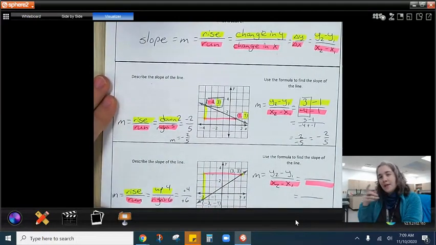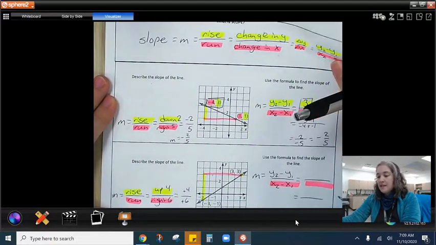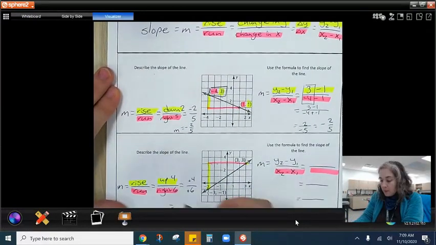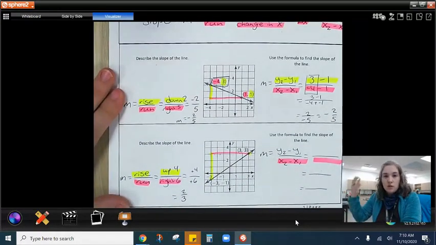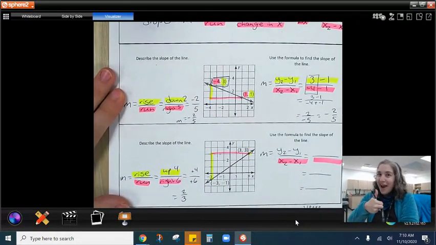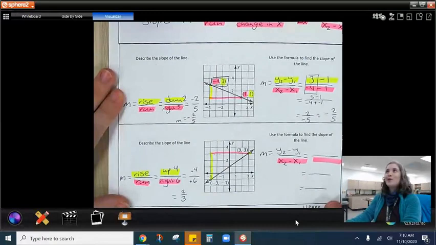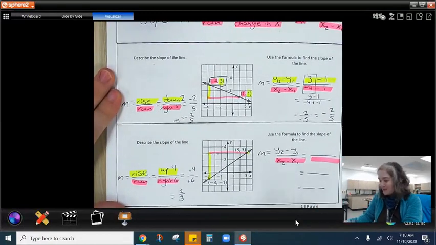But wait a second. I think I can reduce that down. I think I can make it easier. So I'm going to change this into 2/3 because that's the reduced form of that fraction. Fractions. I know you're super stoked. Who wouldn't be for fractions?